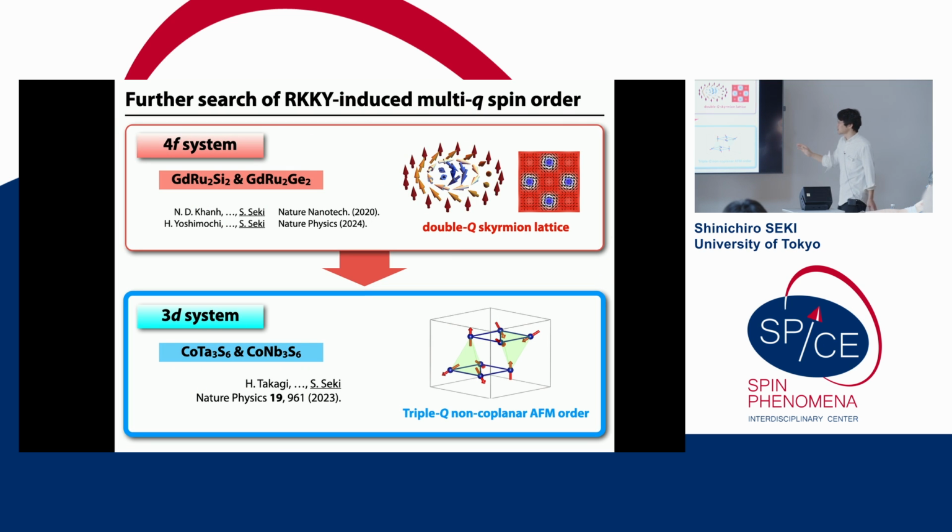And so far, I mainly discussed the RKKY-induced multiple-Q state in a 4f electron system. The next important question is whether a similar mechanism also works in a 3d electron system or not. To discuss this point, I'd like to introduce this cobalt-tantalum sulfur system, which was recently found to host a triple-Q non-coplanar antiferromagnetic order.